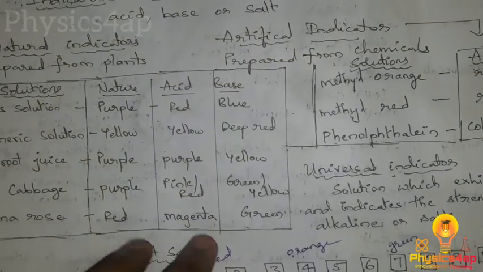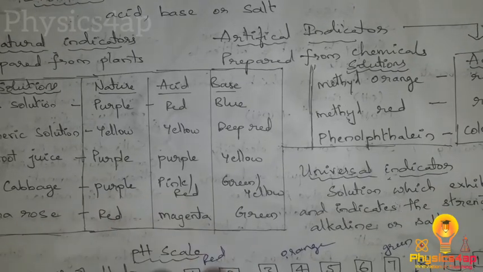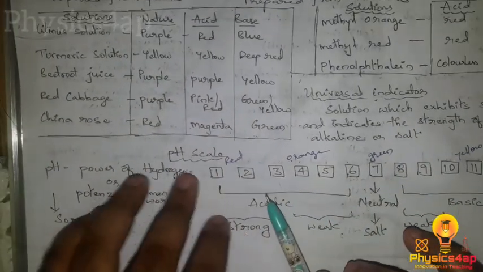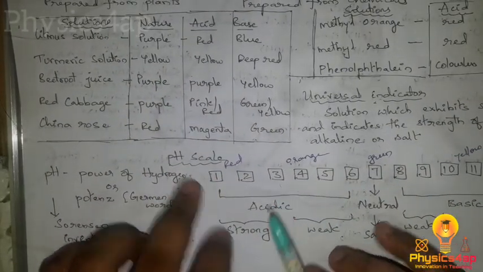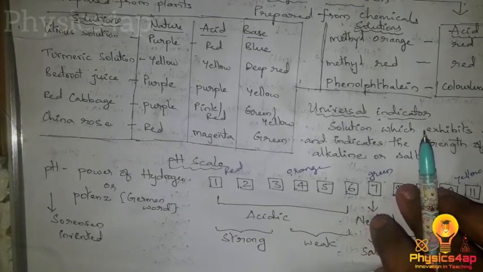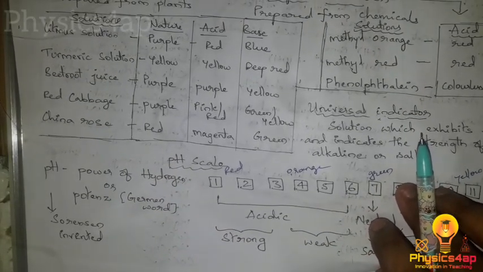So this is about the indicators, that is, the natural indicators and the artificial indicators. And coming to the universal indicators and the pH scale, we have some applications of the pH scale in our daily life. So let us see the applications of the pH scale in our daily life now.